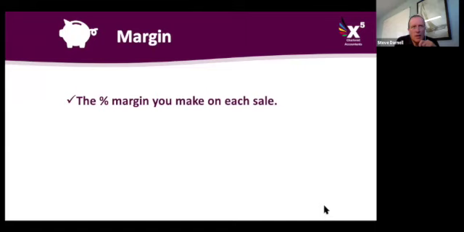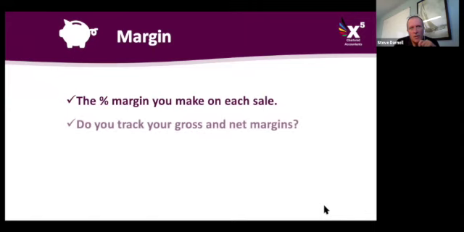Again, for a lot of businesses, if you're not correctly categorizing your costs and dividing them into fixed costs and marginal or variable costs, then the chances are you won't have a clear understanding of margin. But you need to know the margin you make on each sale, and you need to be tracking both gross and net margins. If you're not clear on what those two are, please speak to Mike and the team.